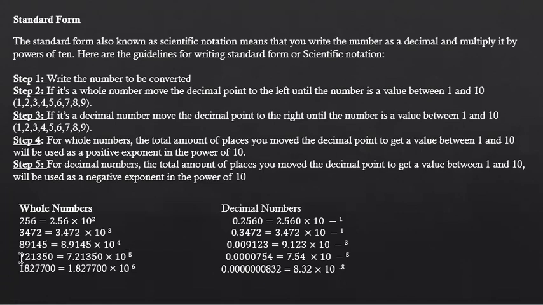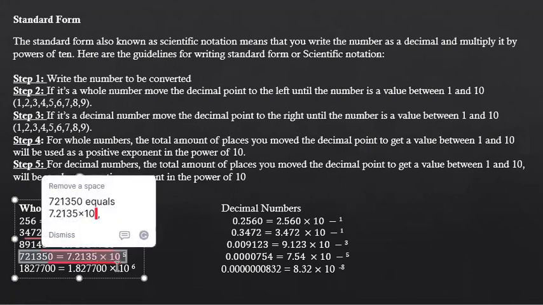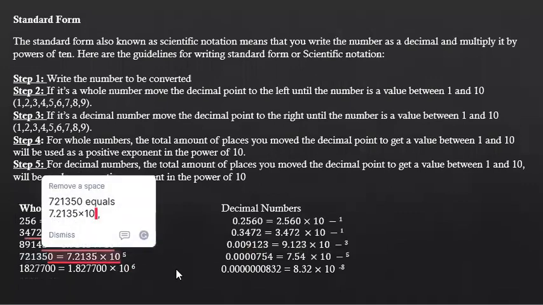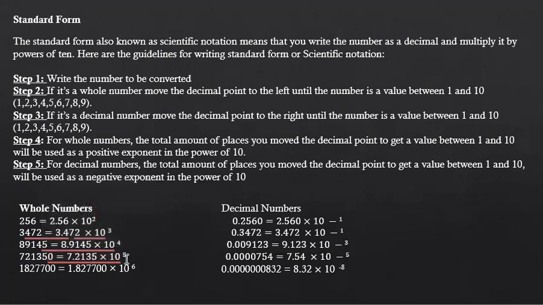You have 721,350. You move 1, 2, 3, 4, 5 places to the left. It becomes 7.21350, or it could even be 7.2135 multiplied by 10 to the power of 5. Because the 0 doesn't have any value, we can always add it in when we are writing it back to its standard form.